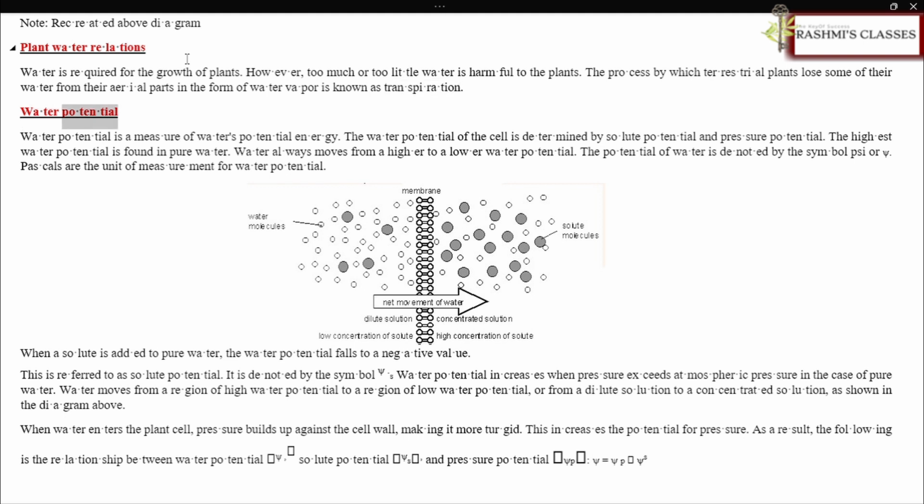Water potential. Water potential is a measure of water's potential energy. The water potential of the cell is determined by solute potential and pressure potential. The highest water potential is found in pure water. Water always moves from a higher to a lower water potential. The potential of water is denoted by the symbol psi. Pascals are the unit of measurement for water potential.